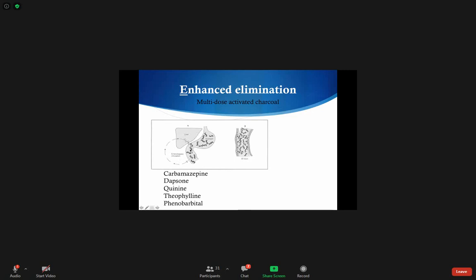When it comes back from the liver to the gut, you catch it here, you absorb it to the charcoal and get rid of it in the bowel, in the stool, instead of it being reabsorbed again. Carbamazepine is a common example, dapsone, quinine, theophylline, and phenobarbital.